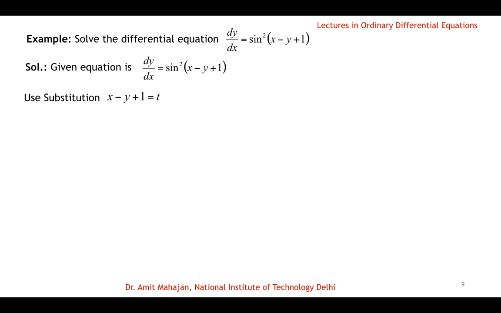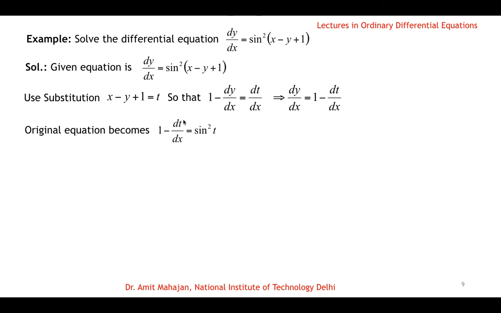So we substitute x minus y plus 1 is equal to t, so that if I differentiate this with respect to x, it is 1 minus dy by dx is equal to dt by dx. So I can substitute dy by dx as 1 minus dt by dx on the left hand side, and the right hand side is sine square t. So it becomes a variable separable form. I can rewrite this, taking dt by dx to the other side: 1 minus sine square t is cos square t. So take t on one side and x on the other, and 1 by cos square is secant square, so secant square t dt is equal to dx.